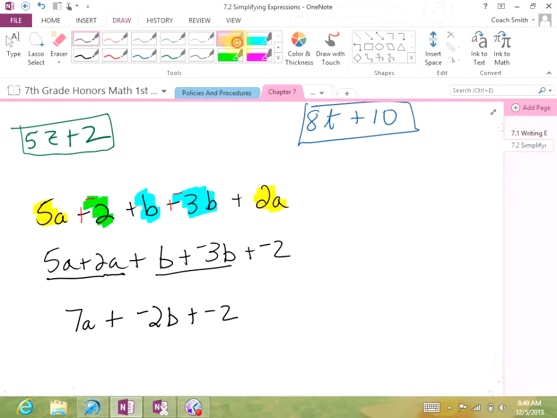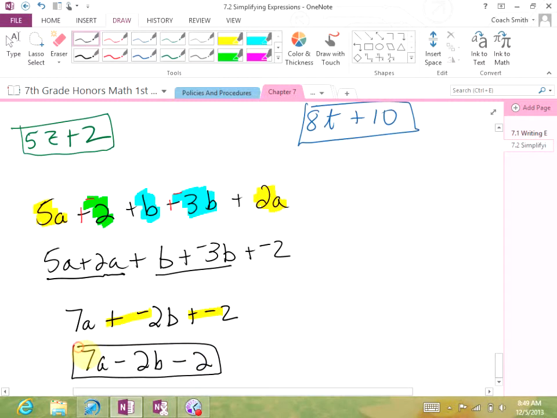Now, once again, plus a negative, plus a negative. So we need to write it as 7a minus 2b minus 2. Remember, this is okay but we really need to go to there.